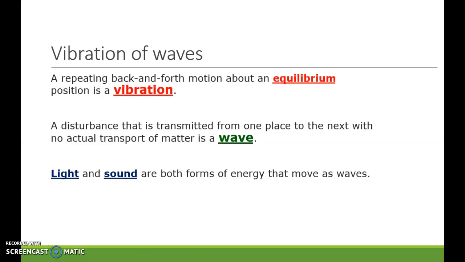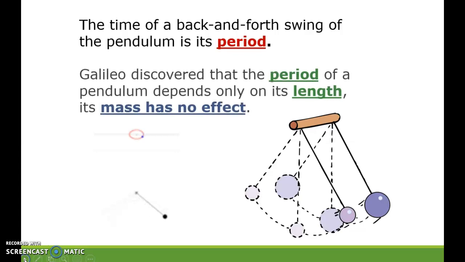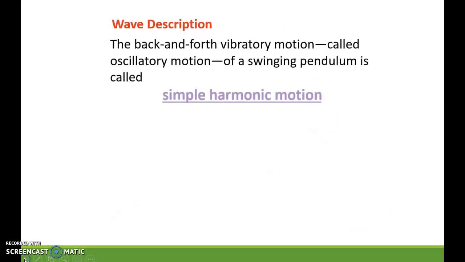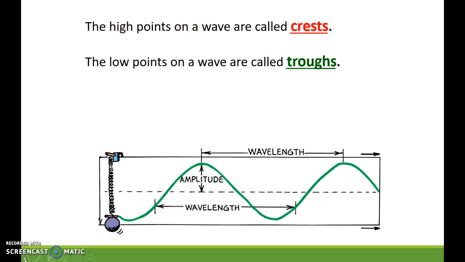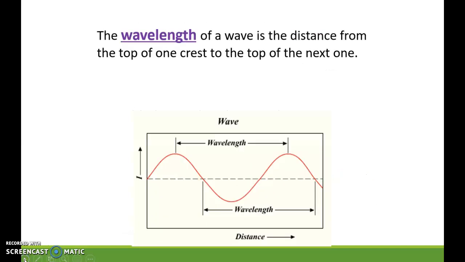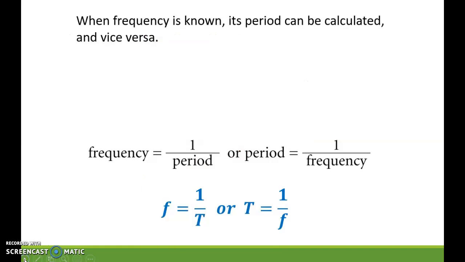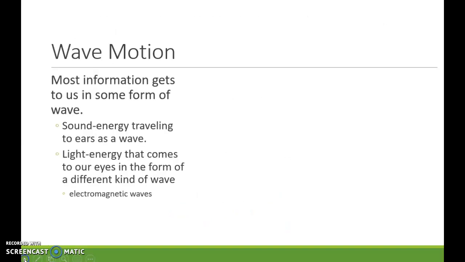Okay. So we talked about last cycle waves, vibrations of waves. And let me just advance to the next slide. There we go. The time of a back and forth swing of a pendulum is called the period. That's a little review. We talked about all of this, the types of vocabulary to describe a wave: the troughs, the crests, the amplitude, the wavelength, the frequency. We measured in hertz, how to find the frequency, how to find the period, a little math involved.